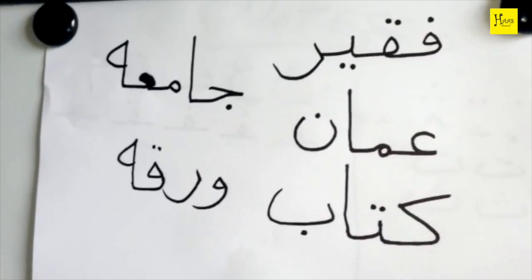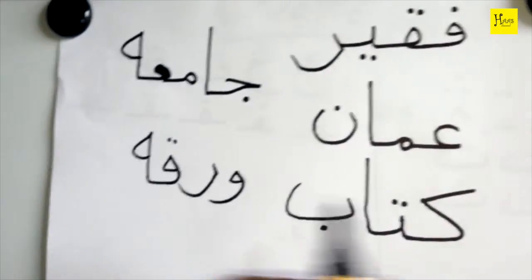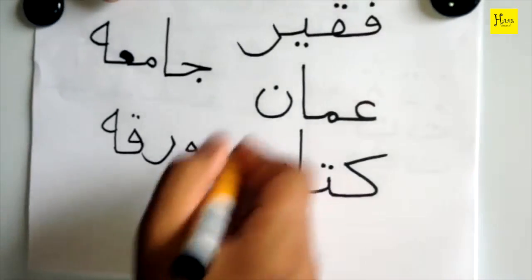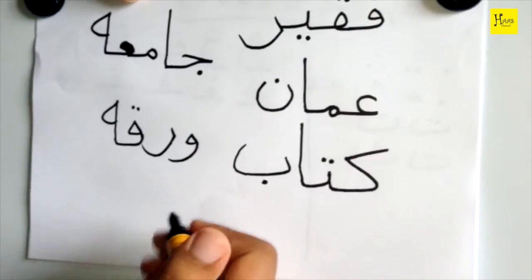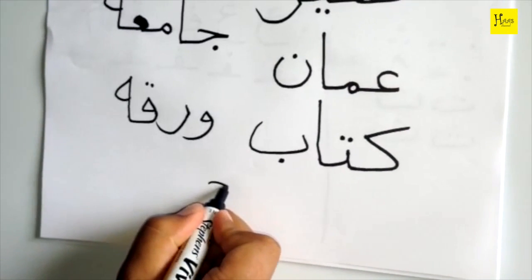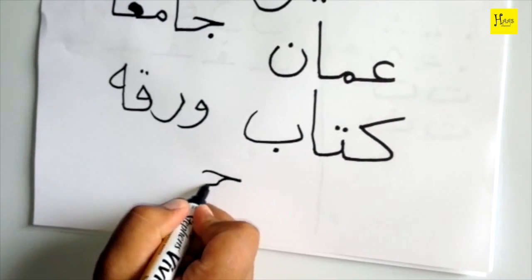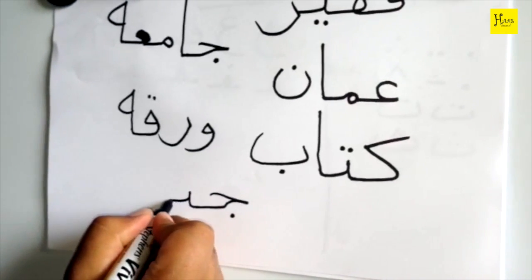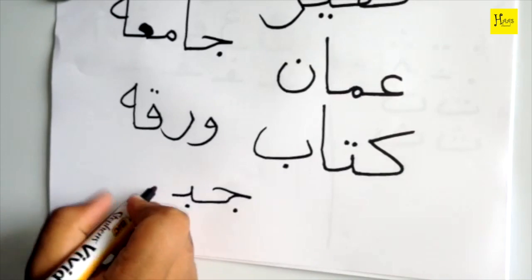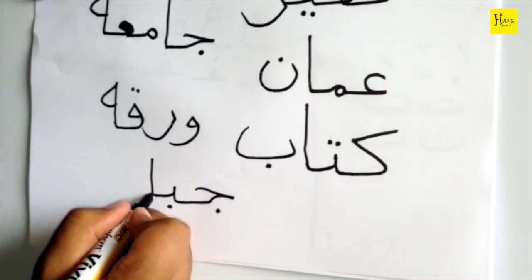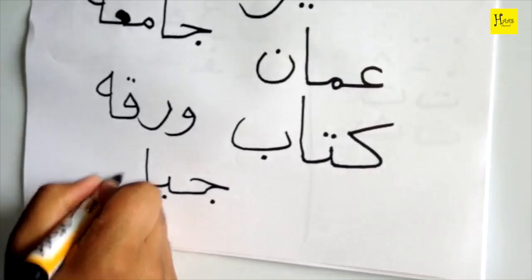And for example, let's use also the word jabal, jabal meaning mountain. So we start with the initial Jim, ja, then Ba in the medial position, then Lam, jabal.